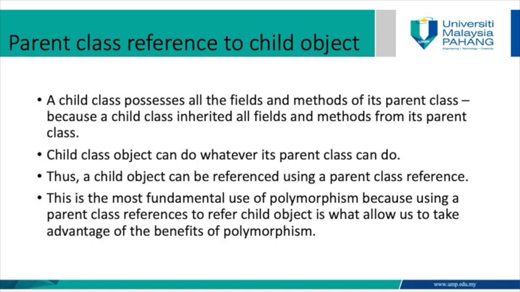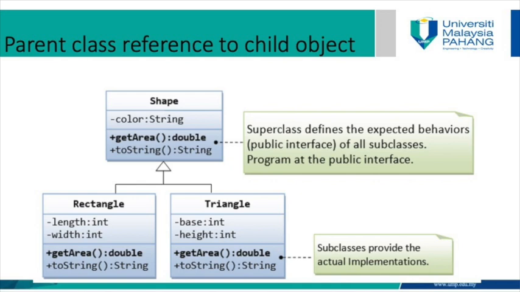This is the most fundamental use of polymorphism, because using a parent class reference to refer to the child object is what allows us to take advantage of the benefit of polymorphism. So the fundamental use of polymorphism you have to remember is: a parent class reference refers to a child object. That's the main thing about polymorphism. So how can a parent class reference refer to the child object?